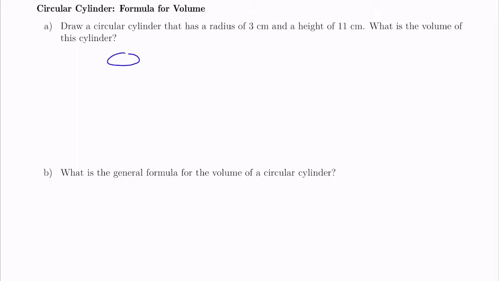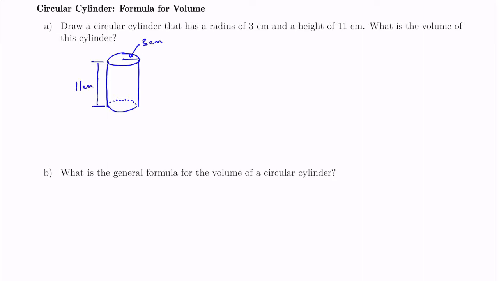Well, a circular cylinder starts with the fact that you have a circle for a base and that it has a height to it. You will notice that my circle is not exactly round because I'm trying to draw that perspective that we're looking at something that's standing upright. The radius would be from the center of the top to the edge, and the height would be from the top to the bottom.